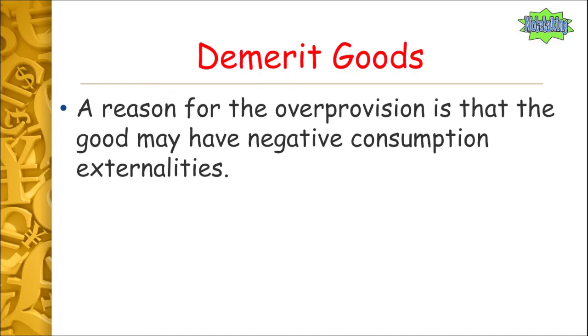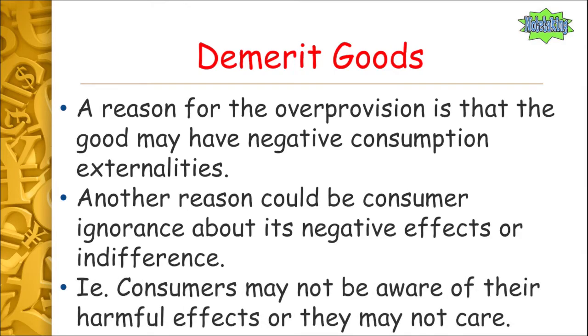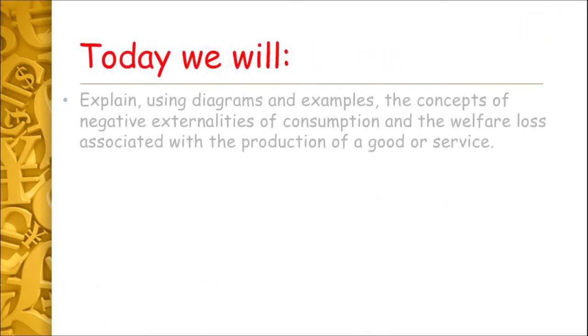Why do we overprovide these goods? Because they have negative consumption externalities, or there is consumer ignorance about the negative effects, or just general indifference as to the effects of these goods. For example, consumers might not be aware of the harmful effects, or they may not care. So, for example, a person may choose to start smoking because they don't know the harmful effects, or they just don't care about the harmful effects. Or people may drink alcohol because they're not aware of the serious harmful effects of drinking alcohol, or they just might not care about them.